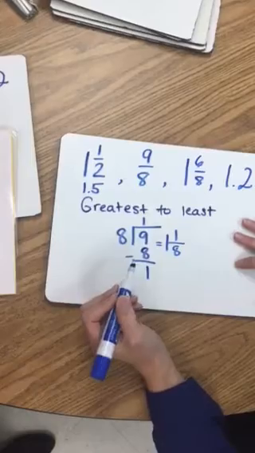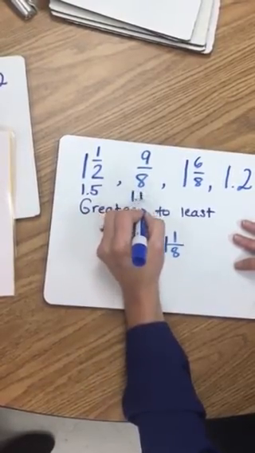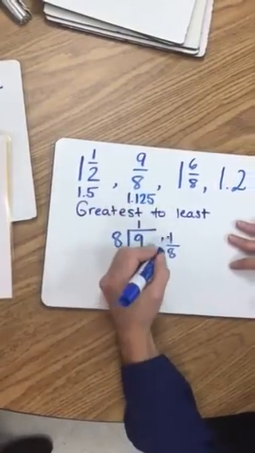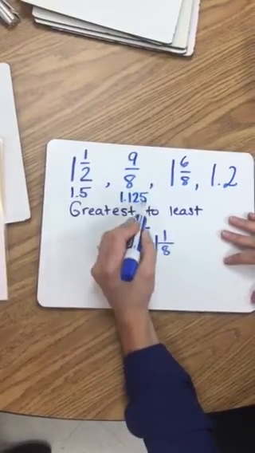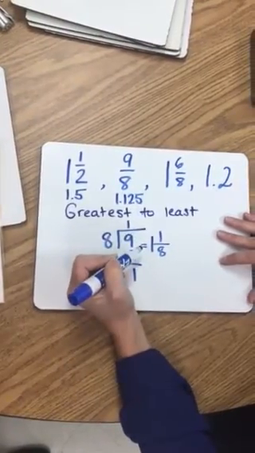Okay? And so 1 1/8, I know, is 1.125 because I know that 1/8 is 125 thousandths. So I have that memorized.